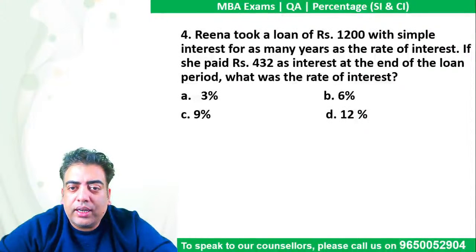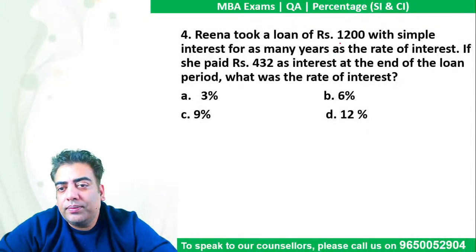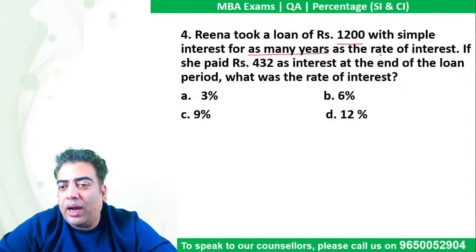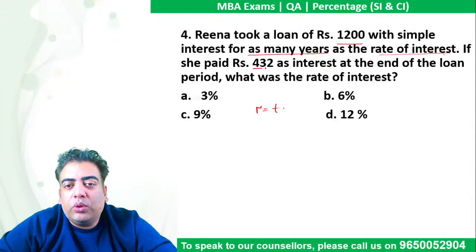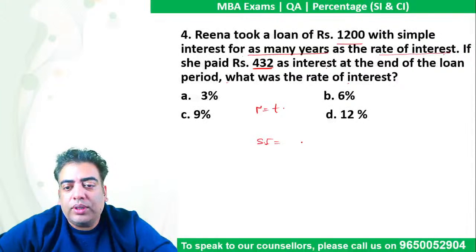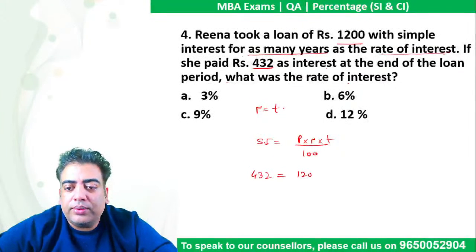So in the fourth question it says Rina took a loan of rupees 1200 with simple interest for as many years as the rate of interest. It means your T and your R are given as equal, so R equals T. If she paid rupees 432 as interest at the end of the loan period, what was the rate of interest? So we all know simple interest equals P into R into T upon 100. So the interest she paid is 432, the principal was 1200, and R and T are equal, so I write R in place of T because R is what we need to find.